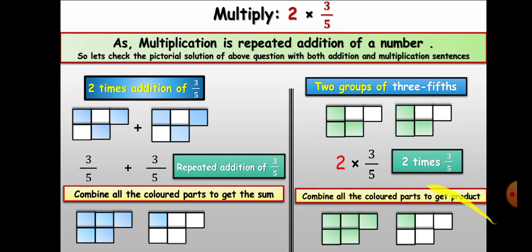And let's do this one with multiplication. We can do two groups of 3 over 5. Here we have a figure that has 5 total parts and 3 are shaded, then another figure that has 5 total parts and 3 of them are shaded. Then we are doing 2 multiplied by 3 over 5, that means 2 over 1 times 3 over 5. So you have to combine all the colored parts to get the product. Just combine them, and it has the same product, 6 over 5.